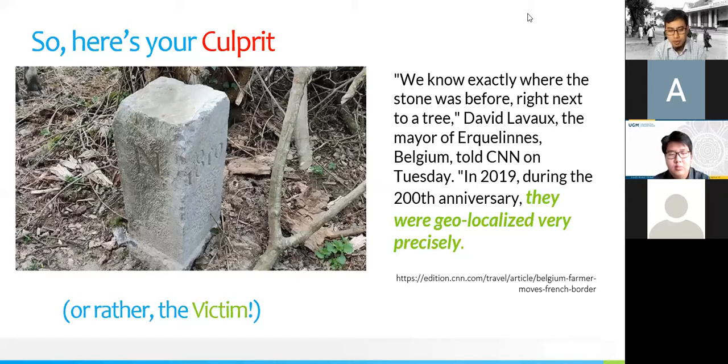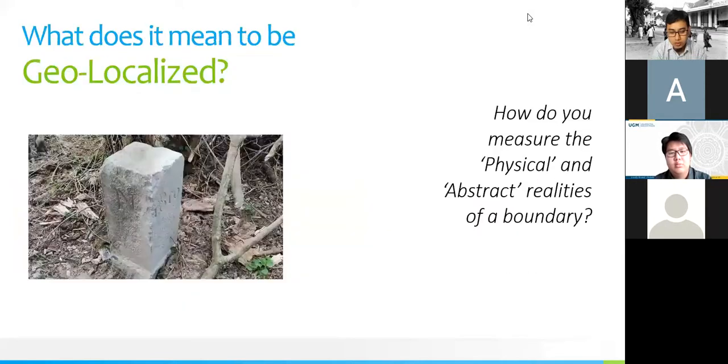And I'm going to talk about the geospatial technologies that we use to obtain the geolocalized coordinates of this stone. So what does it mean to be geolocalized? We have this stone here, and the mayor said that the stone has been geolocalized very precisely. So again, what does it mean to be geolocalized?